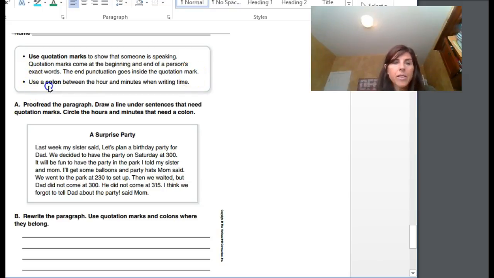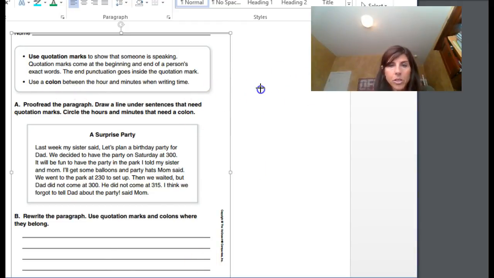And then they also want you to use a colon between the hour and minutes. So a colon, remember, looks like this. A colon is like two periods on top of each other. And that's how we write the time, with a colon in between. Let's take a look at this paragraph.